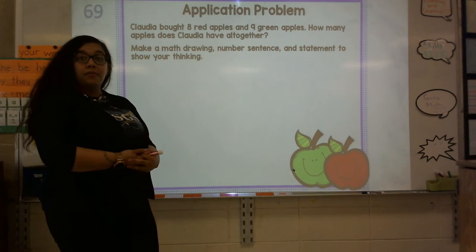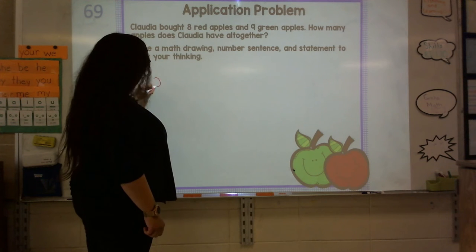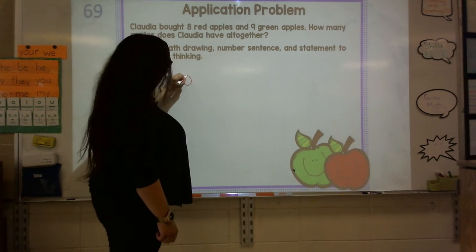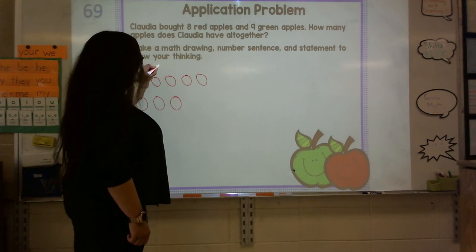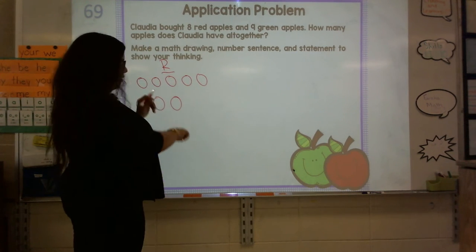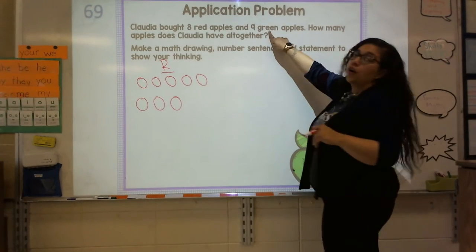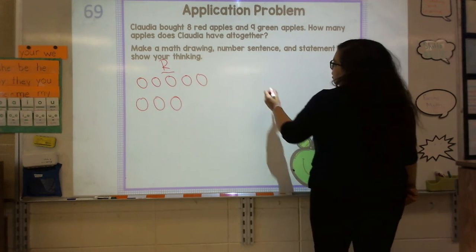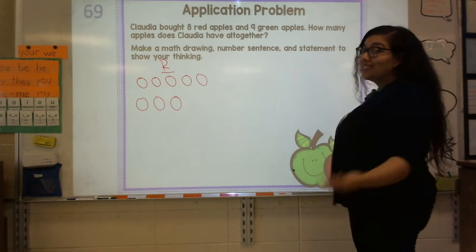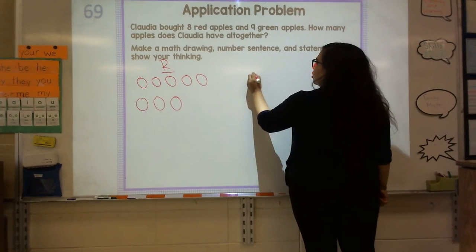Well, let's draw to represent her apples. First, we'll draw the red apples. 1, 2, 3, 4, 5, 6, 7, 8, and we'll label them with the letter R for red. Next, we're going to draw her green apples. How many green apples does she have? 9 green apples. Good. No, I'm not going to get a green out because in theory you're using pencil and you only have one color. So we'll keep that energy.